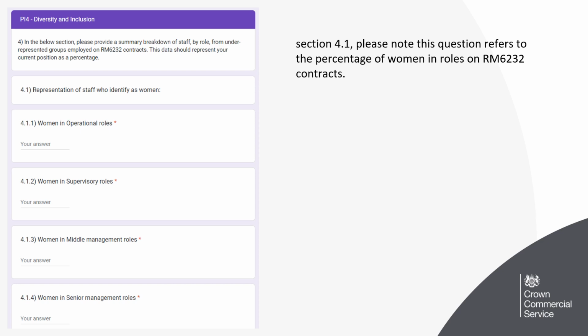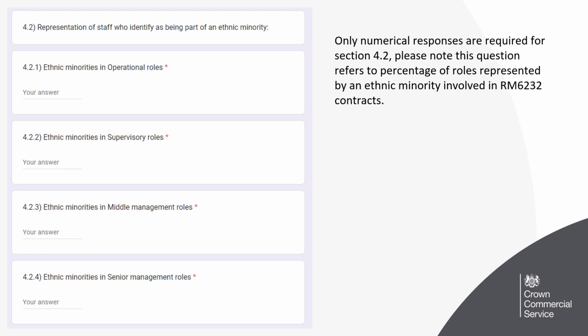Performance Indicator 4 relates to diversity and inclusion. Performance Indicator 4.1 refers to women within roles employed by your organisation on RM6232 contracts. The data required here is a percentage. Performance Indicator 4.2 asks for a percentage against each role within your organisation, identifying as being part of an ethnic minority on RM6232 contracts specifically. The data required here is a percentage.